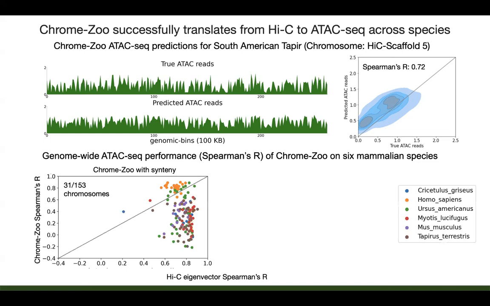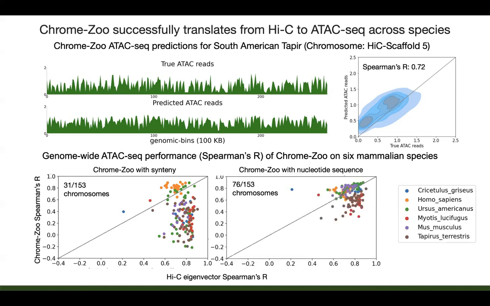More quantitatively, when we compare the synteny version of the chromzoo model with the Hi-C eigenvector baseline on x-axis, we can see that chromzoo beats this baseline for 31 out of 153 chromosomes, but this number increases to 76 with the sequence version of chromzoo.